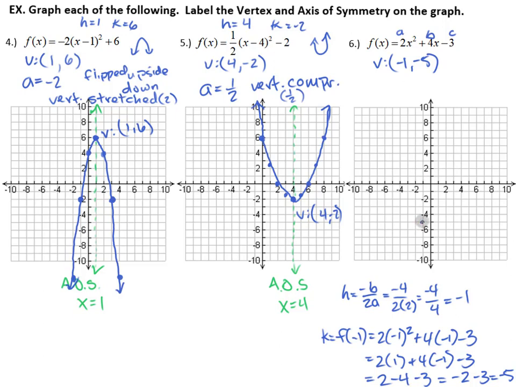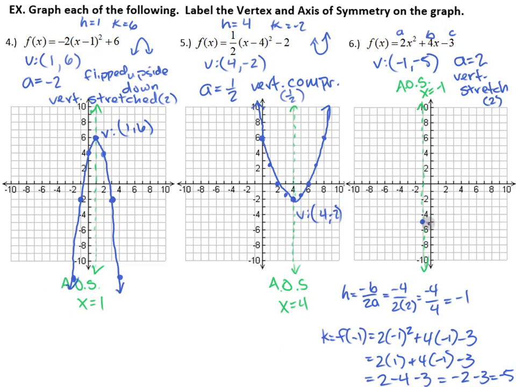So left 1, down 5. There's my vertex. And now I can sketch in my axis of symmetry here at x equals negative 1. Okay, so my axis of symmetry is x equals negative 1. Now we can use my a value to help fill in the rest of our points here. So a here is positive 2. So it has not been flipped upside down, but we do have a vertical stretch by a factor of 2. So this thing's going to be taller than normal, which makes it look thinner.